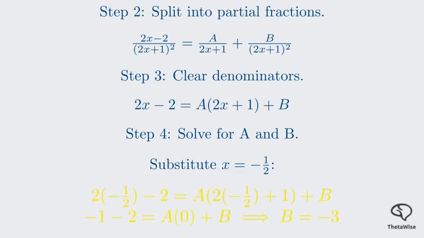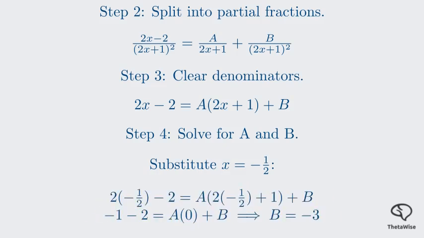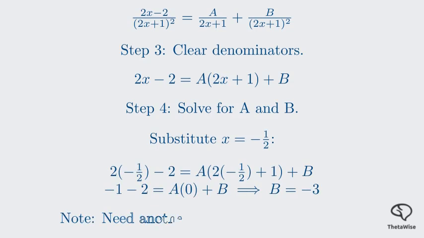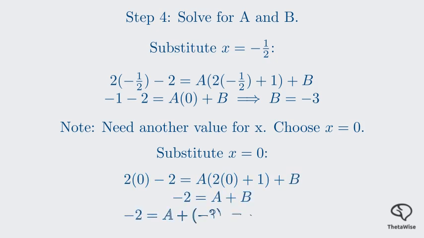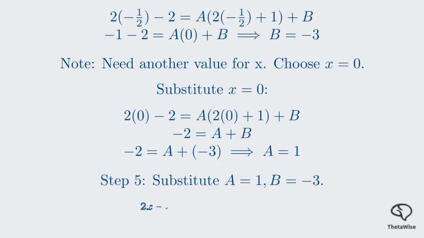But we have two constants to find, A and B, and we've only used one value of x. This is the exact situation where substitution isn't enough. A simple trick is to substitute another convenient value for x, like x equals 0. Substituting x equals 0 into our equation gives us negative 2 equals A times 1 plus B. We already know B is negative 3, so negative 2 equals A minus 3, which means A equals 1. Step 5. Substitute A equals 1 and B equals negative 3. The decomposition is 1 over 2x plus 1 minus 3 over 2x plus 1 squared.